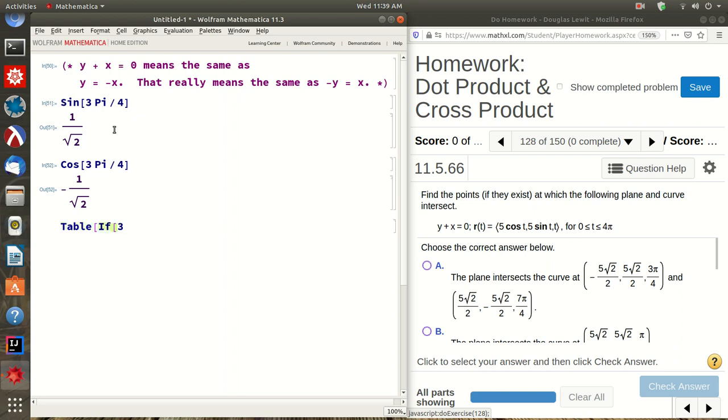If 3 pi over 4 plus pi, and when I say pi, that means half a rotation, times n, where n is an integer, is less than or equal to 4 pi, then simply give me 3 pi over 4 plus pi times n. n goes from 0 to, I don't know, we could go to 20. We could go to any large integer.